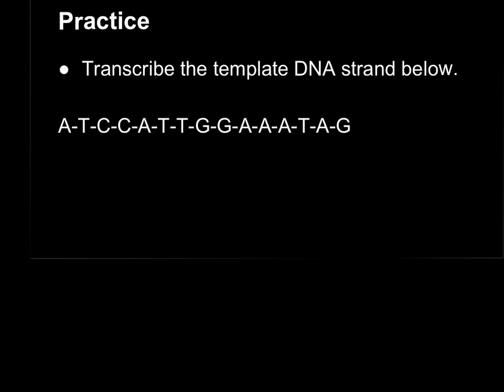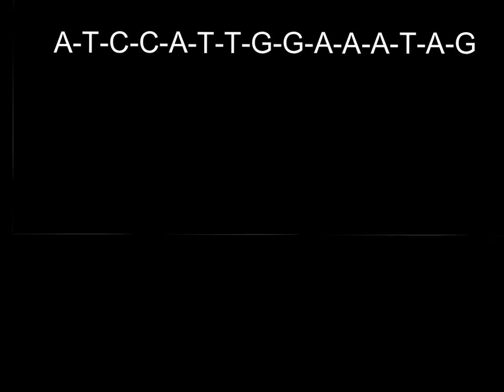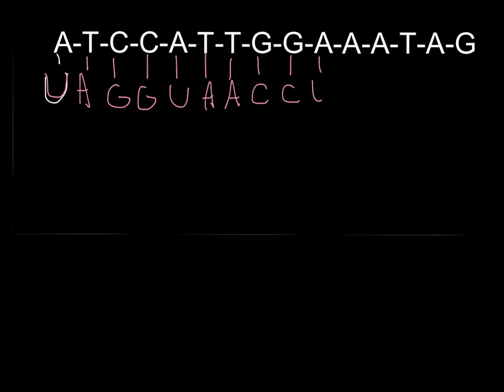Okay, so if I were to ask you to transcribe the template of the DNA strand below, given this situation, this is a template strand of DNA and we want the mRNA copy of it. So we would go through and say A is going to pair with U, remember A pairs with U when we're creating an mRNA strand. I'm going to use a different color. T is still going to pair with A, C with G, G, U, A, C, C, U, U, U, A, U, C. So if we're creating an RNA strand, we're never going to have a T.